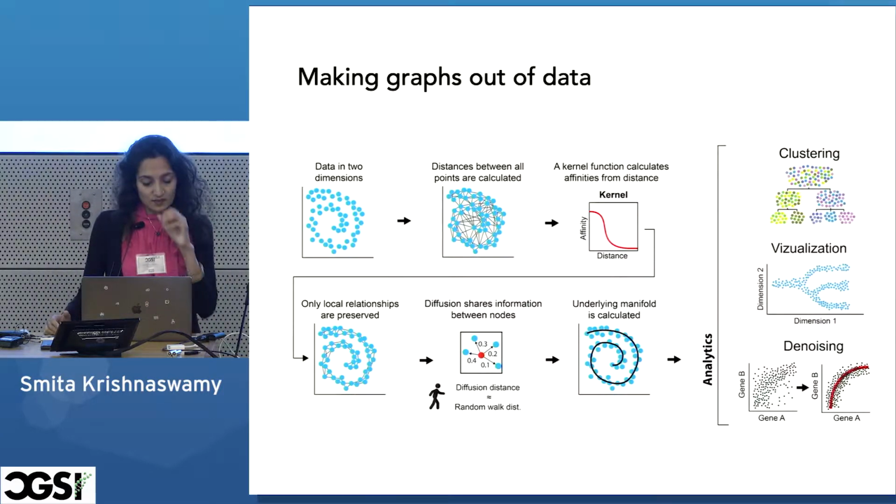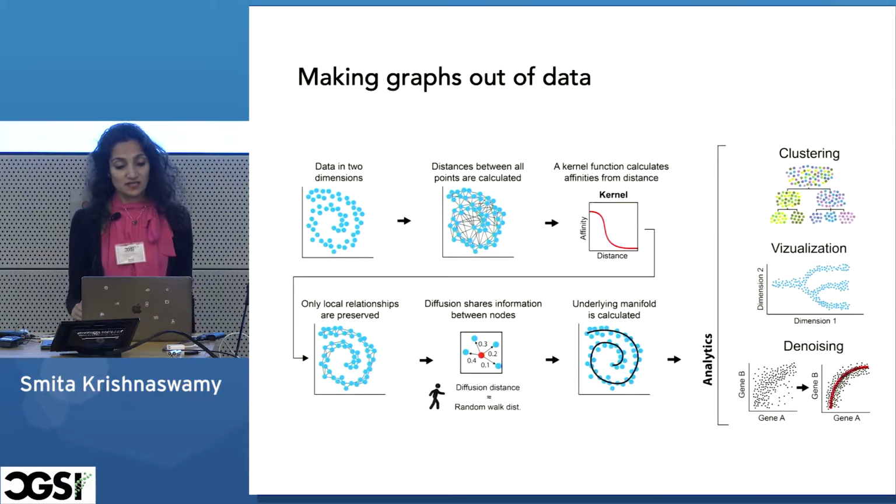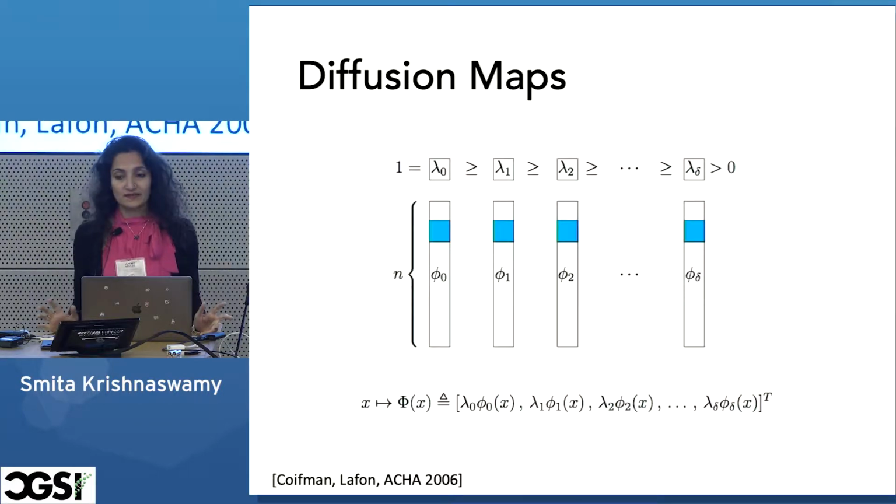So now once you make this kind of a graph, there's a lot of different things that you can do on graphs that are very successful. There have been labs that have done a lot of clustering. We've done visualization, denoising, comparing between experiments. But just to give you a little more insight on what's happening, the process of diffusion that I described to you was first invented about 12 or 14 years ago by Rafi Coifman, who also happens to be one of my colleagues at Yale.